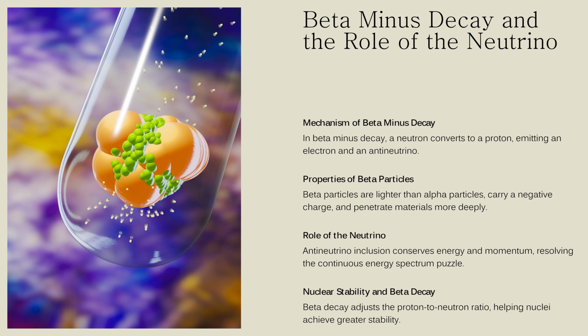Beta particles are much less massive than alpha particles and carry a single negative charge. As a result, they are less strongly ionizing but have greater penetrating power. Beta radiation can pass through paper but is typically stopped by a few millimeters of aluminium.